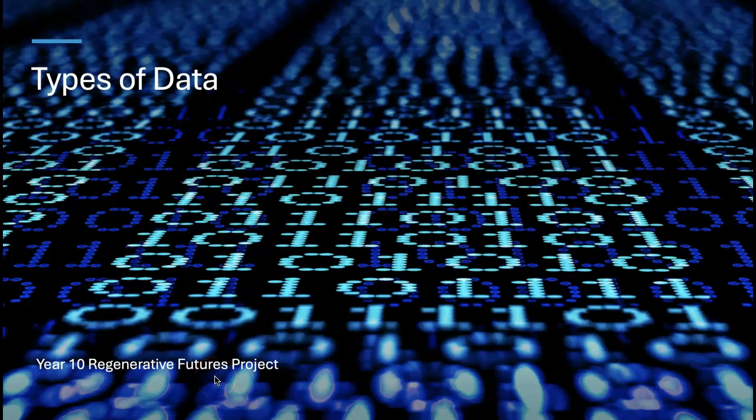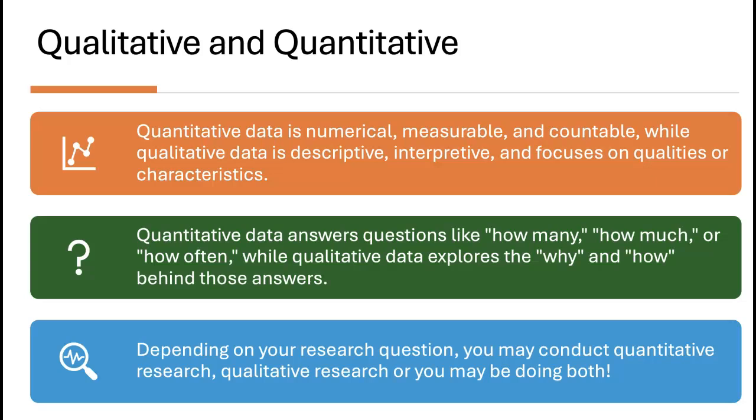Types of data. We sort of covered that in the previous one, but just to carry on a little bit further with that. Essentially, you've got quantitative data, so numerical, measurable, countable, and qualitative data, which is descriptive, interpretive, and it focuses on quality. So with quantitative data, you're going to ask things like how many, how much, how often, whereas qualitative data tries to explore why and how.